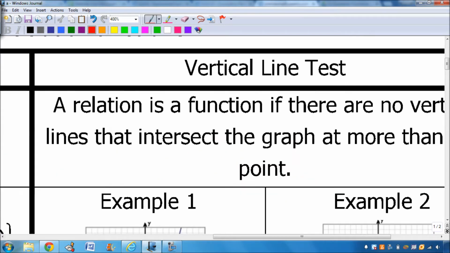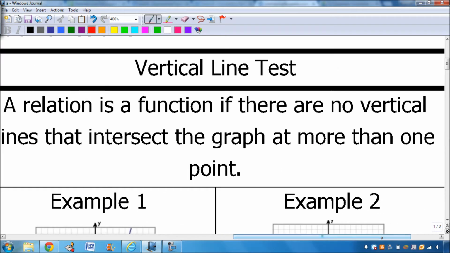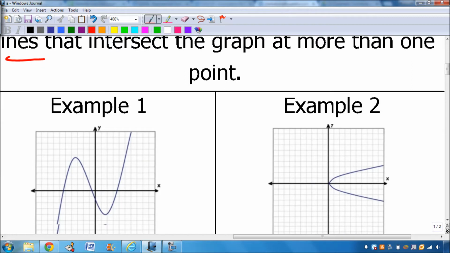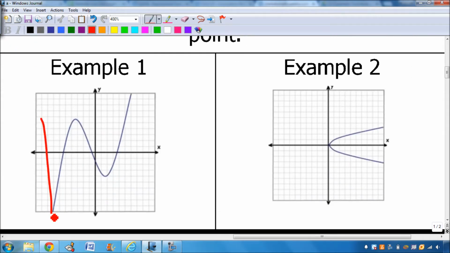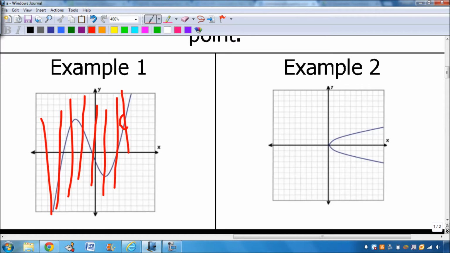All right, so now let's look back at what the vertical line test is saying. It will tell you if a relation is a function or not. It says a relation is a function if there are no vertical lines that intersect the graph at more than one point. So our first example right here, any vertical line I draw will only intersect my graph at one point each. Okay, so 1 point, 1 point, 1 point. Any line I draw, no matter where I draw it, will only intersect my graph once. So this is a function because it passes the vertical line test.